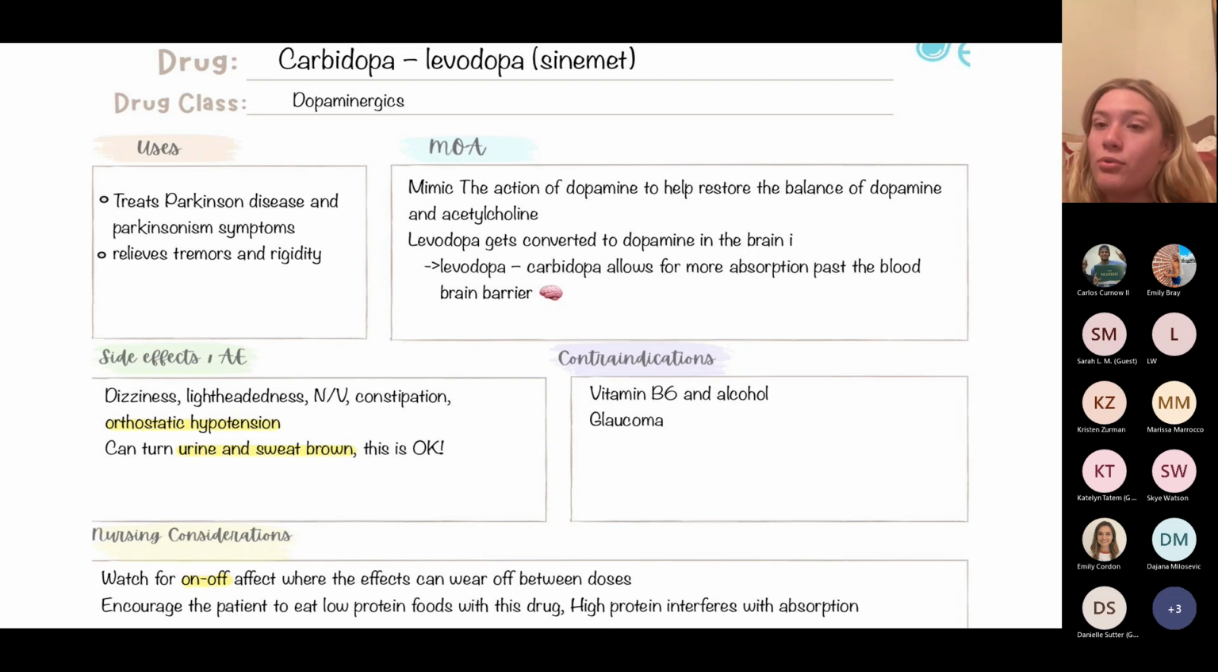Foods that are high in protein do interfere with the absorption of this medication as well. So if you were taking care of this patient and you were helping them place a breakfast order, you would maybe opt for some oatmeal and toast instead of eggs, bacon, and a protein shake. So just keep that in mind.